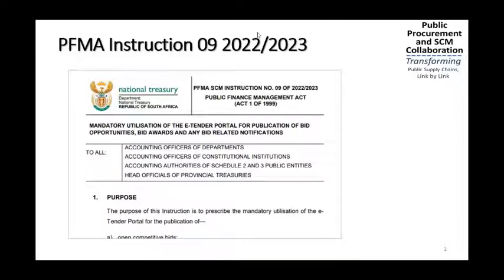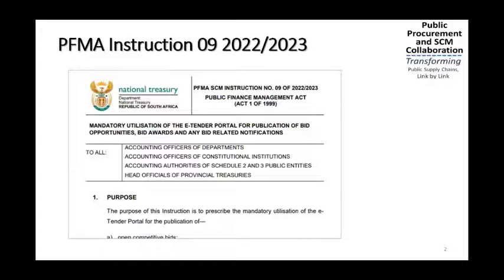So this instruction note is talking to all the accounting officers of departments, constitutional institutions, accounting authorities, and Schedule 2 and 3 public entities. Every time when I see these instructions, I always ask myself, then what about the PFMA? I mean, the MFMA space, provincial, Office of the Chief Procurement Officer, they always delay in terms of issuing the similar things for municipalities. So yeah, this is what the instruction note is about.